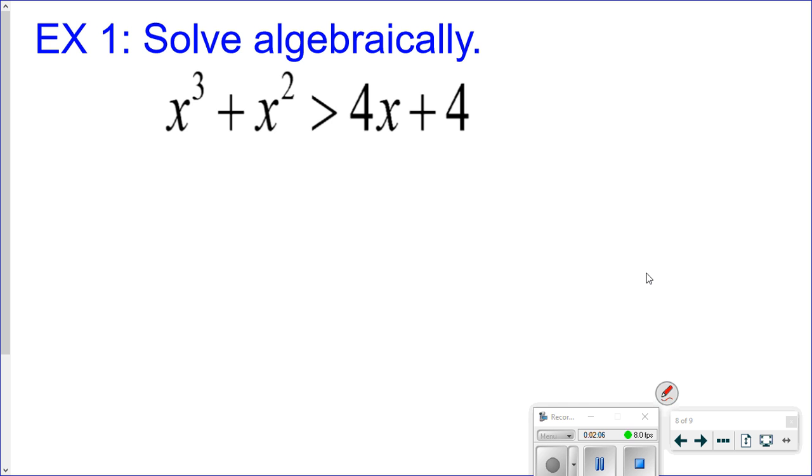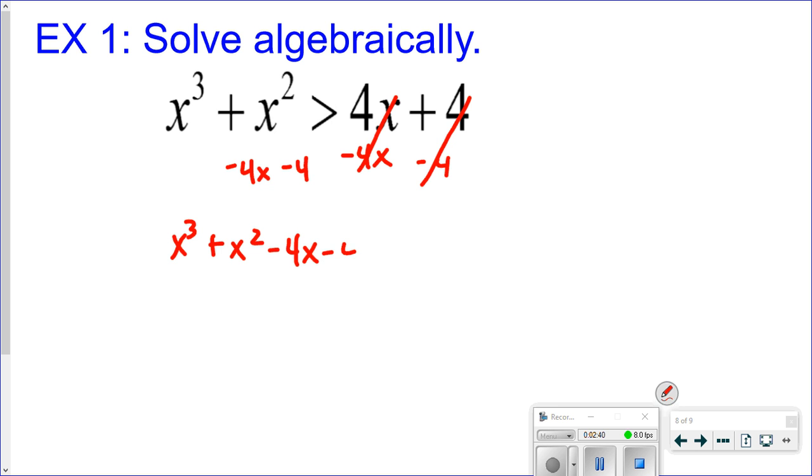Okay, so I need it equal to 0, or in this case, I need just one side to be 0. I want my leading coefficient to stay positive, so I'm going to move this 4x over. And then I'm also going to move that 4, but I don't want to add it. I want to subtract it. Okay, so then I have x cubed plus x squared minus 4x minus 4 greater than 0. So I want to find the values of this polynomial that are greater than 0.